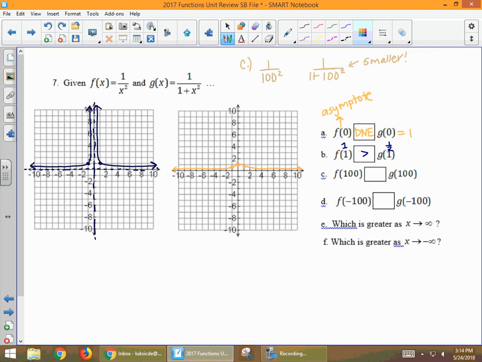So I'm going to say that again because that sounded kind of funny when I said it. Our denominator of 1 plus 100 squared is bigger than 100 squared. And so that fraction is smaller. So f of 100 is greater than g of 100 by just a tiny little bit.